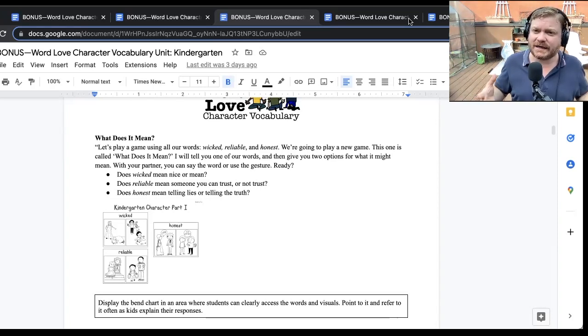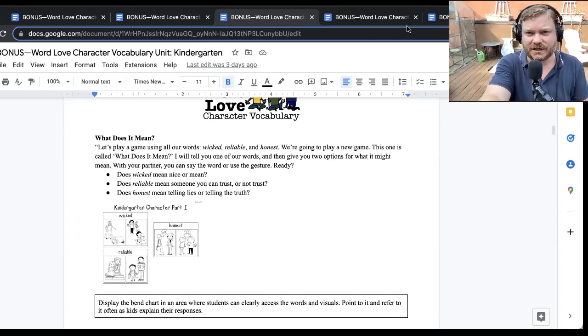So it's very straightforward. What does it mean? The reason it's a little bit more complex is you're working with all 3 words now, not just one. So kids kind of have to hold the meaning of the words all at once now, but it's still just example, non-example games. This is a game. What does it mean? You'll see it in K, 1, and 2.